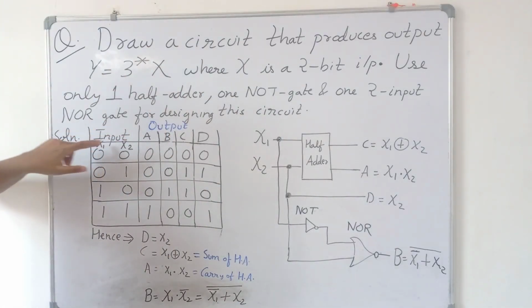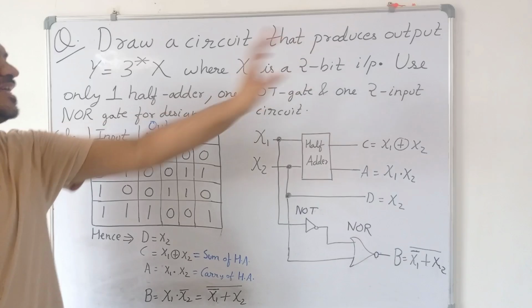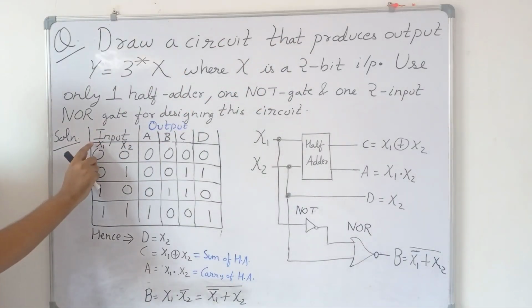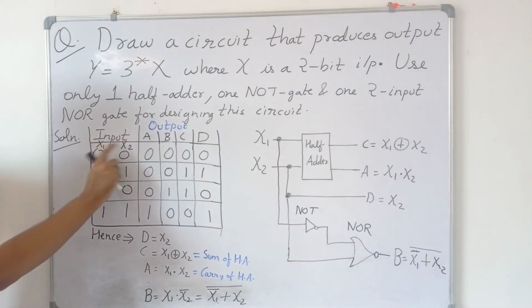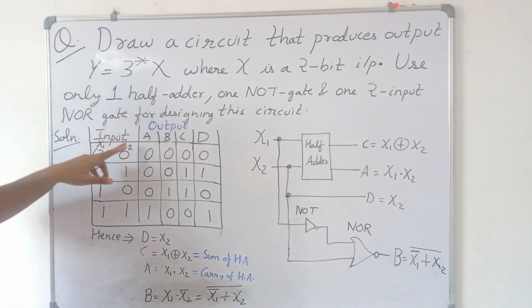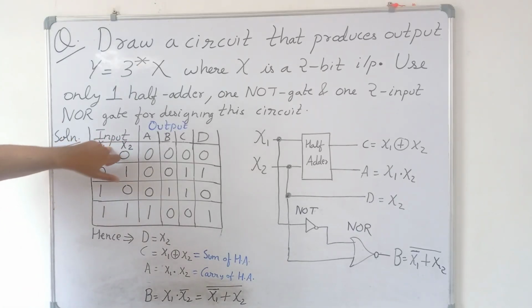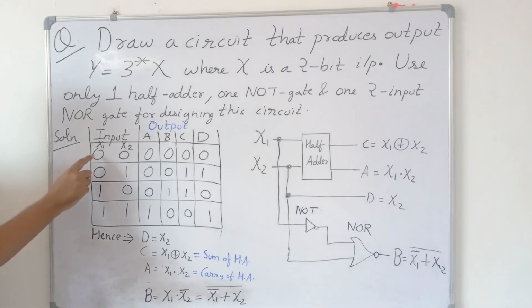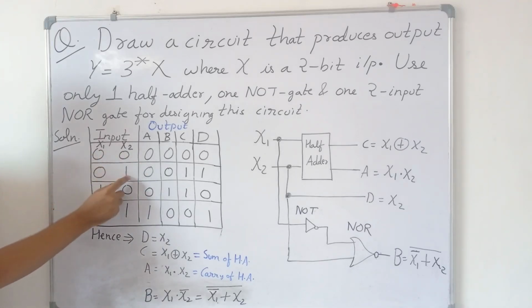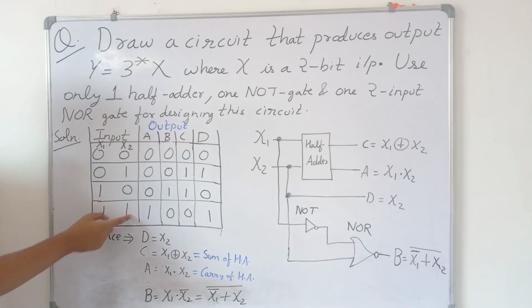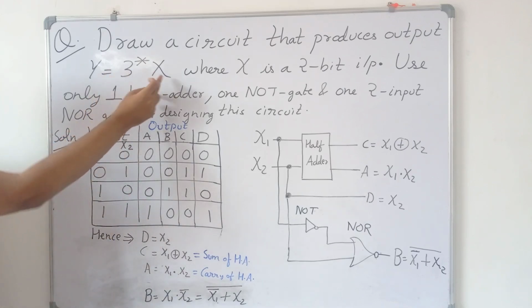So as you can see, X is a 2-bit input. We have written these 2-bit inputs X1 and X2. X2 is the LSB, X1 is the MSB. So they can have either 0 0, 0 1 which is 1 in decimal, 1 0 which is 2 in decimal, and 1 1 which is 3 in decimal. So we have to multiply all of them by 3.